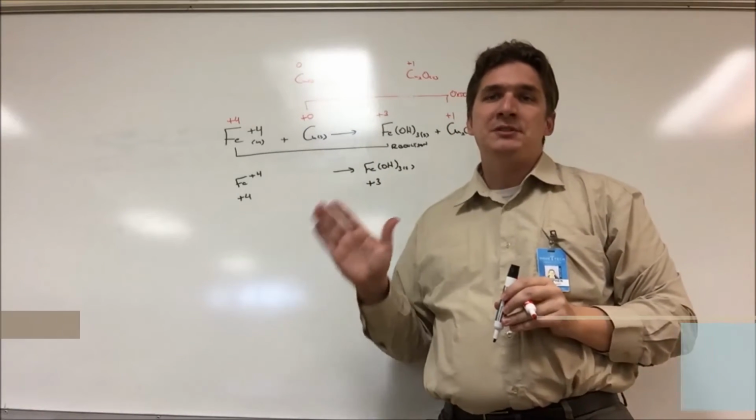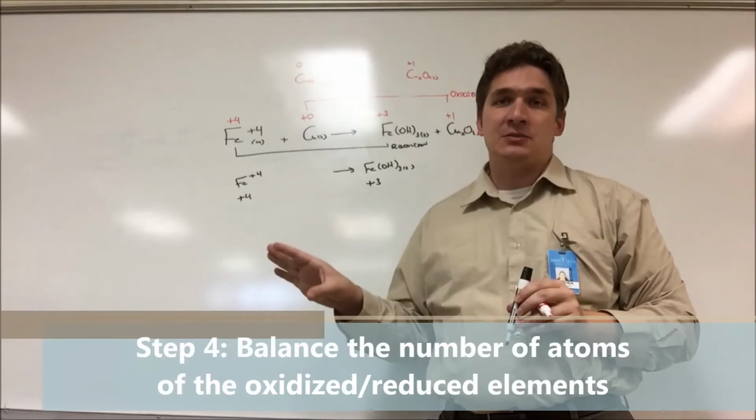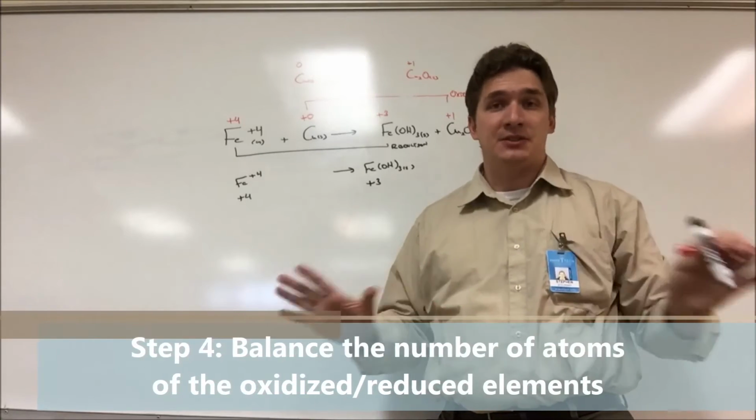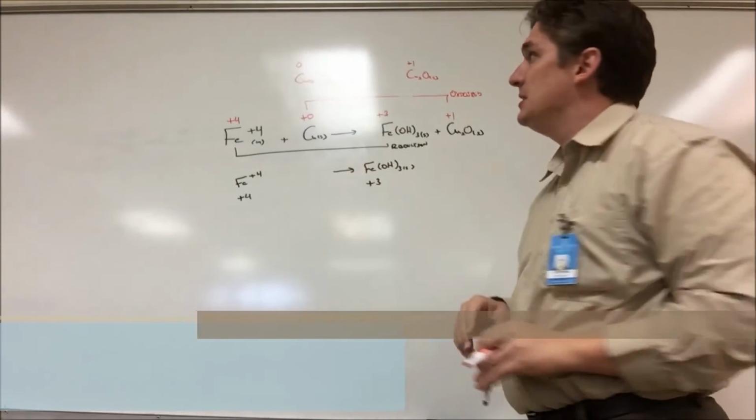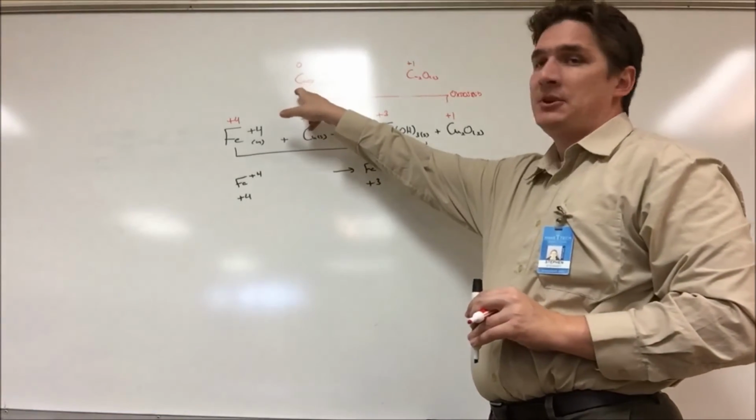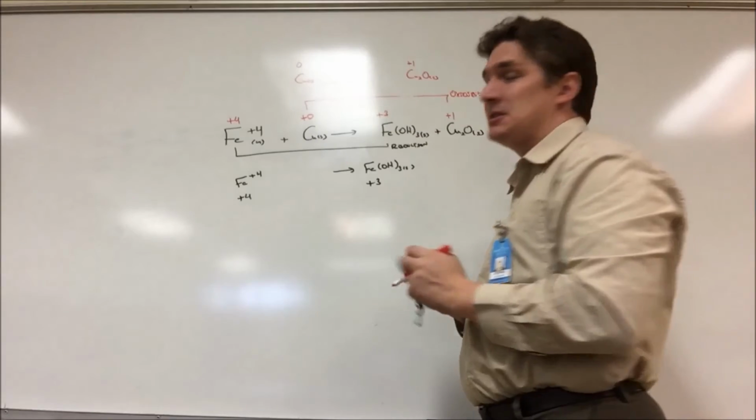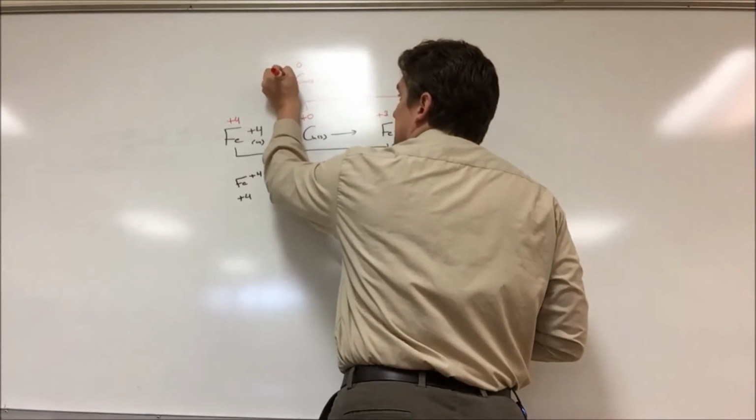Next step, we want to balance the elements that are being oxidized or reduced. We don't care about oxygen and hydrogen yet, that's a later step. So now we have 1 iron on the left, 1 iron on the right, so we're balanced. On the copper side, we've got 1 copper here and 2 over here.